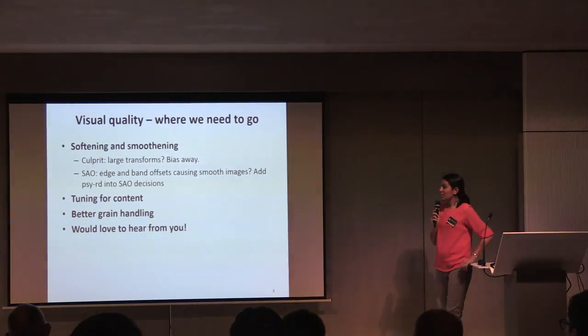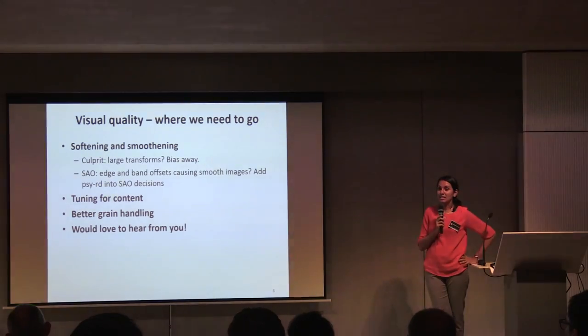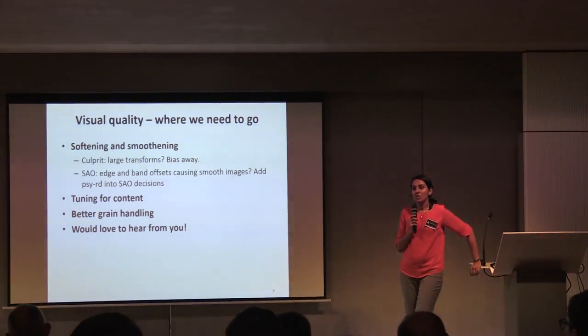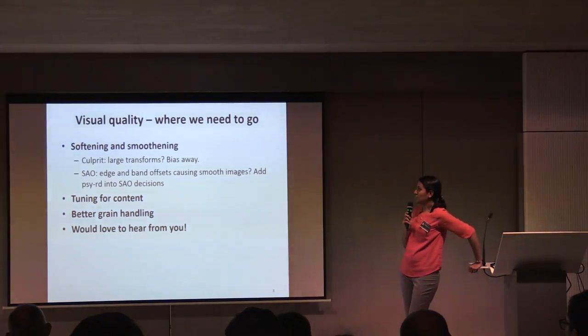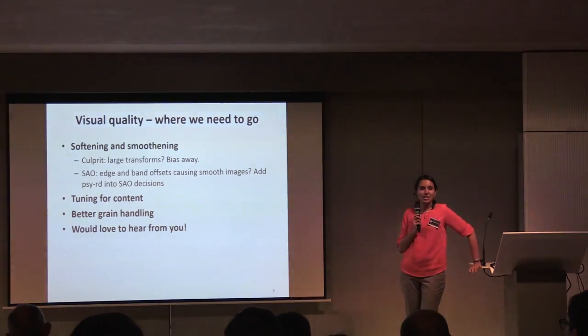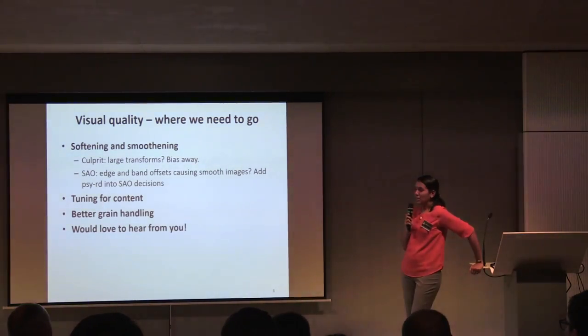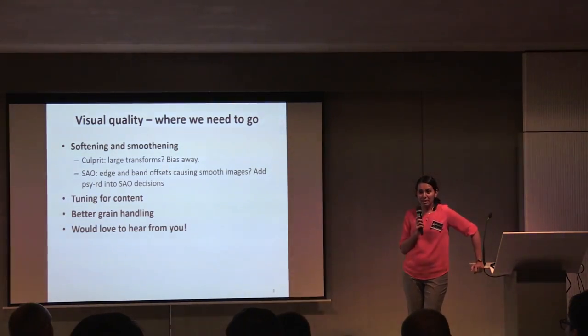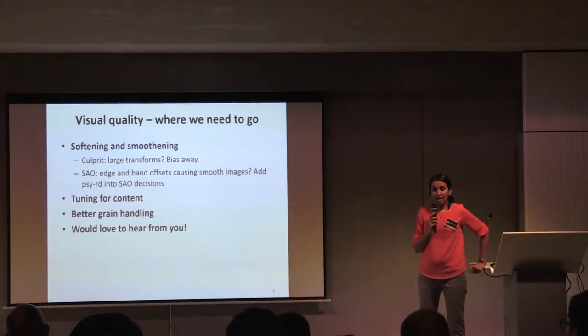Visual quality, where we need to go. Yes, softening and smoothening, these are some of our biggest problems. We want to retain as much detail as possible. The culprit, we have a lot of ideas or theories or conjectures on what the culprits could be: large transforms. Yes, so maybe we could try biasing away from large transforms.